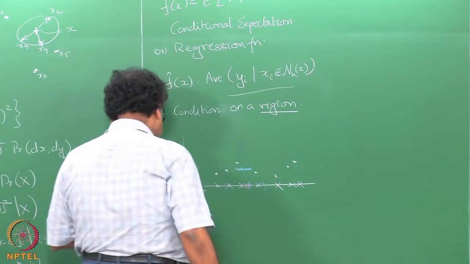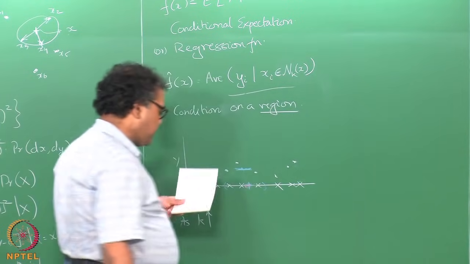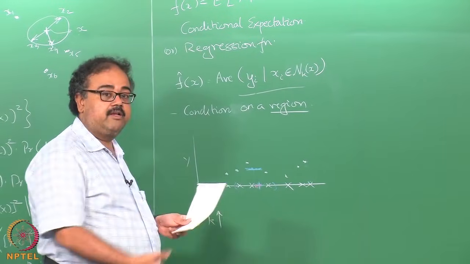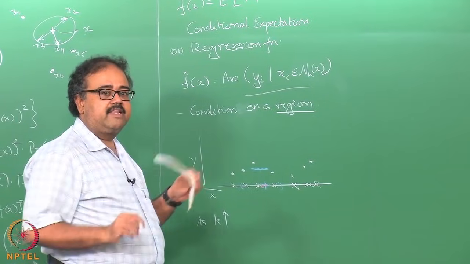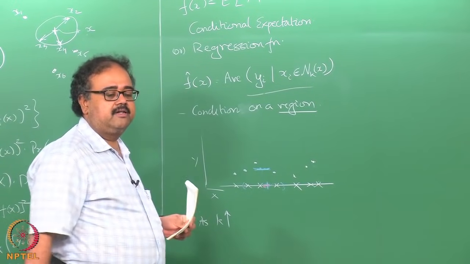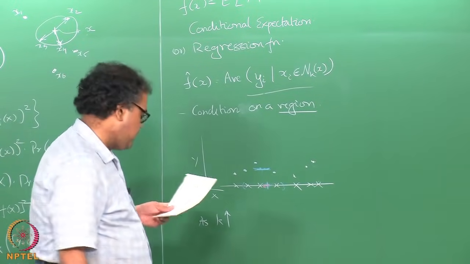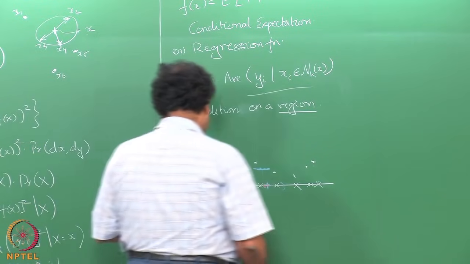So, in fact, this is a very powerful classifier, and you can show that as k increases, right, the estimate becomes more and more stable. So, for small changes in the input data, the classifier does not change tremendously, right.